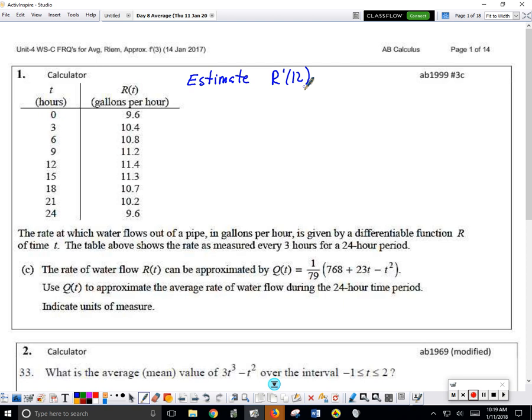So I'm showing you an example that's going to occur later in the packet. It's not this problem, but it's going to happen. A problem later in the packet is going to give a table like this, and it's going to say estimate R prime of 12. What does R prime of 12 mean? Very good. R prime of 12 means the tangent slope of R at 12.